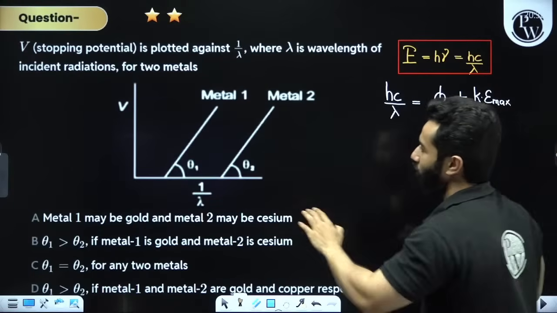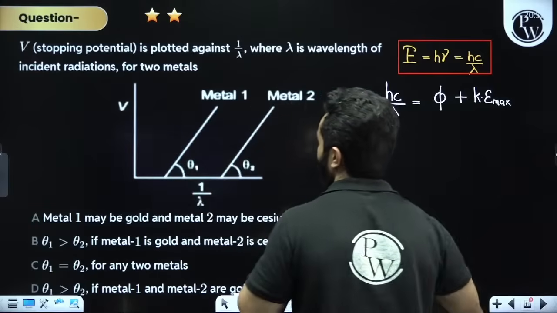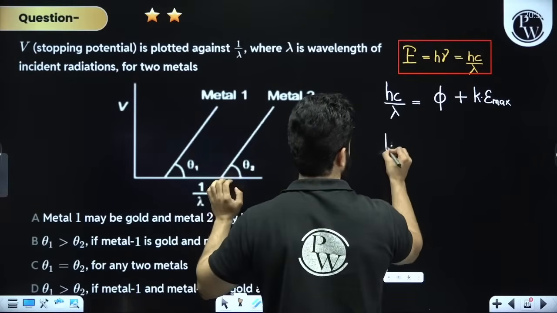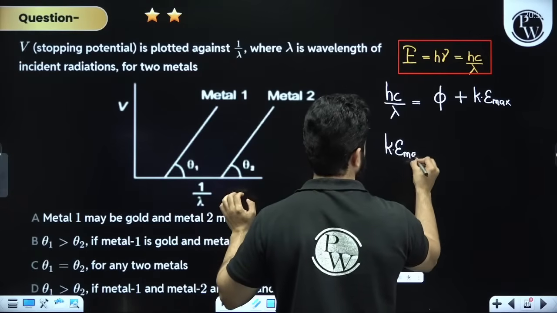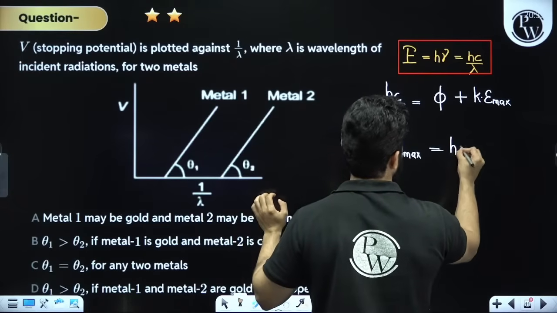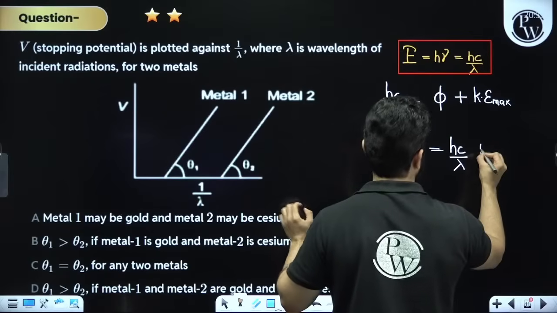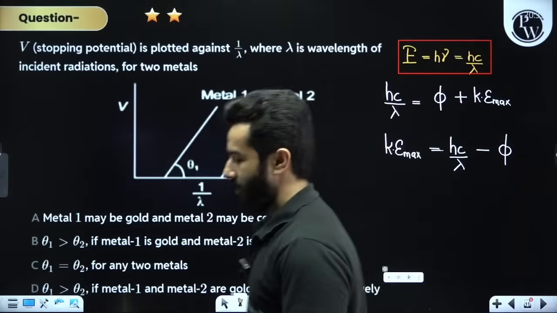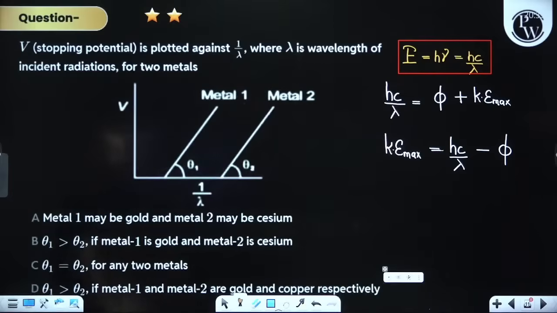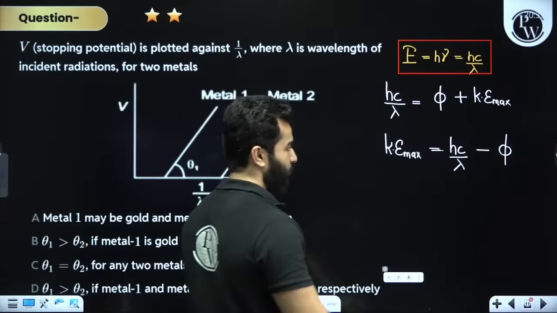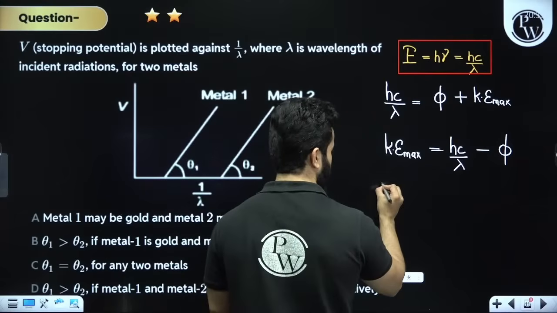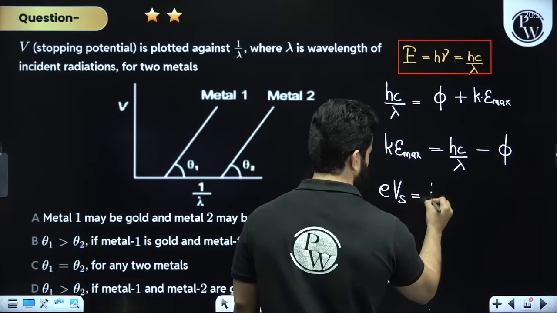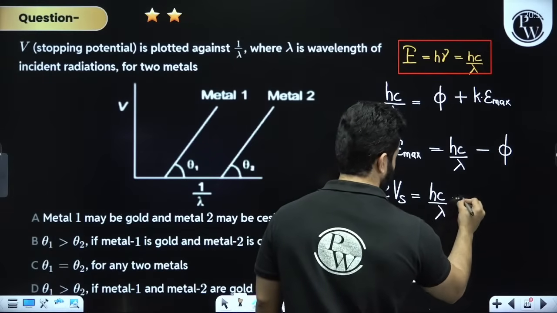Now let's suppose you want to find out the graph of stopping potential. Please note this, let me write down the maximum kinetic energy as hc by lambda minus phi. And mind you, please see what I am getting. I have got here e multiplied by stopping potential is equal to hc by lambda minus phi.